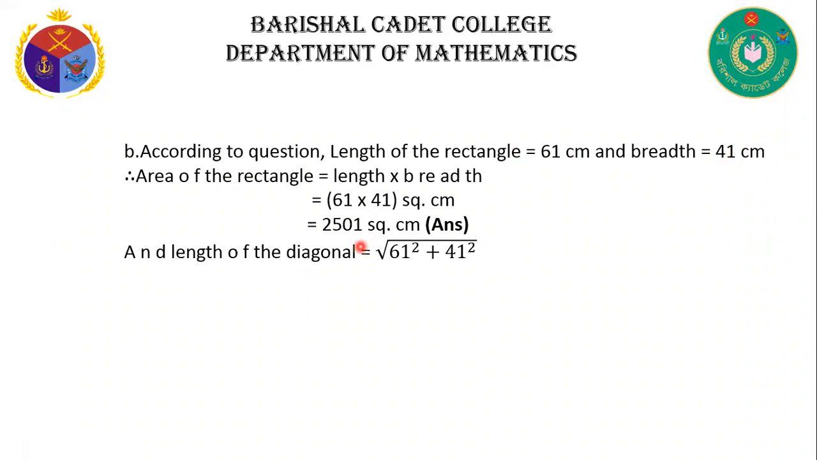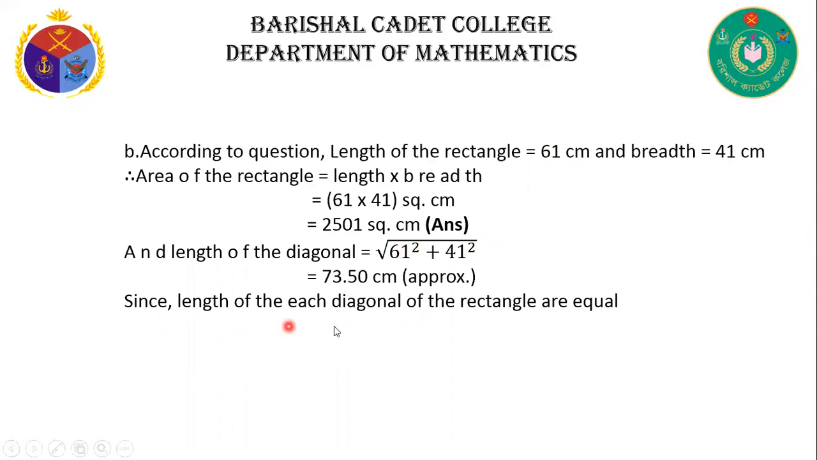And the length of the diagonal. We know the length of the diagonal of a rectangle is the root of length square plus breadth square. That means root of 61 square plus 41 square. That means 73.50 centimeter approximately. Since both diagonals of the rectangle are equal, therefore the length of each diagonal is 73.50 centimeter approximately. This is our required answer.